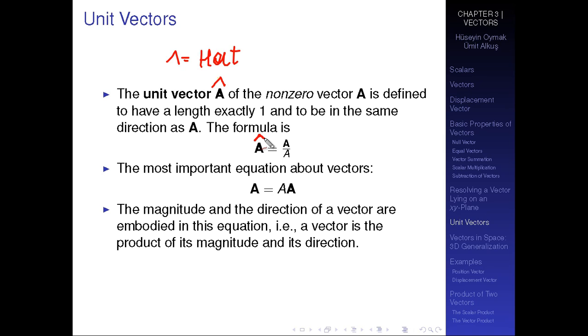The unit vector A hat of another vector A is defined to have a length exactly 1 and to be in the same direction as A. We form A hat by dividing A by its length A. That is, A hat equals the vector A over its magnitude A.